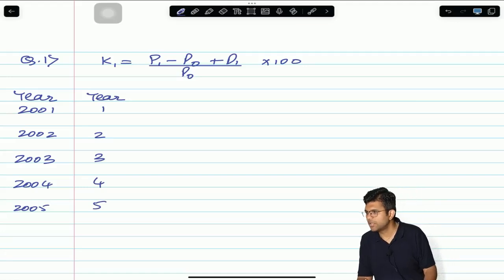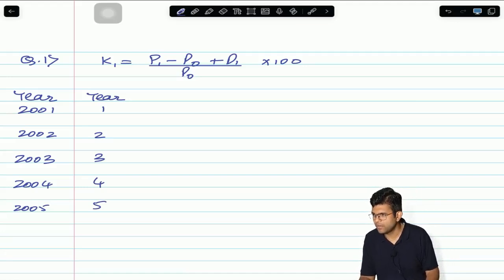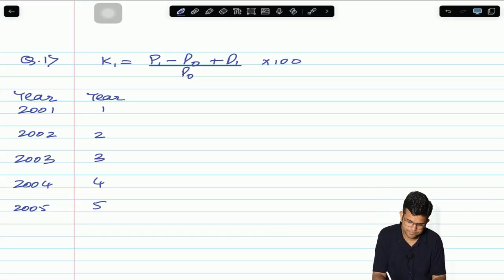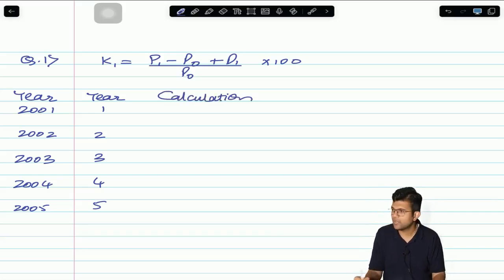Students, this is historical past data or probable future data? Historical past. If it was probable future, they would have given probabilities. Not years. Everyone clear? Years are given means past. Probability given means future. Okay, now see what I am doing.